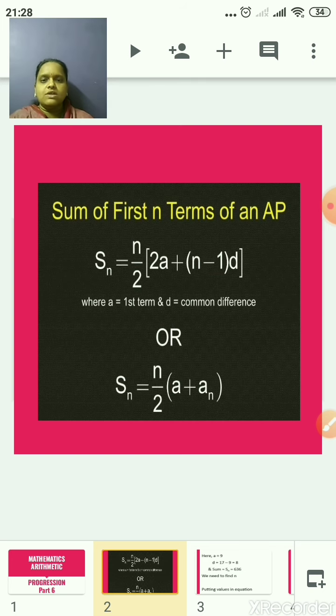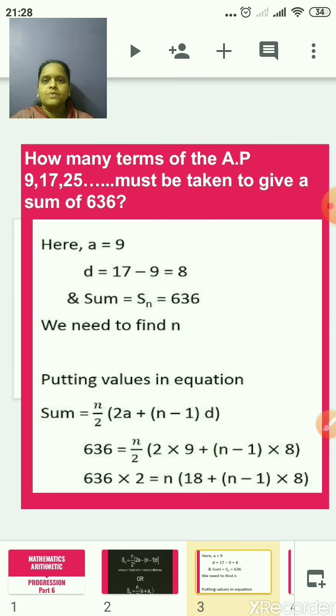Let us continue with our exercise 5.3. In 5.3, the next sum is: how many terms of the AP 9, 17, 25 must be taken to give a sum of 636. Do you remember, I always used to tell you, whatever the given sum is, read it twice. Find out the given values first. Then write what you want to find. The next step is the formula and substituting the values.